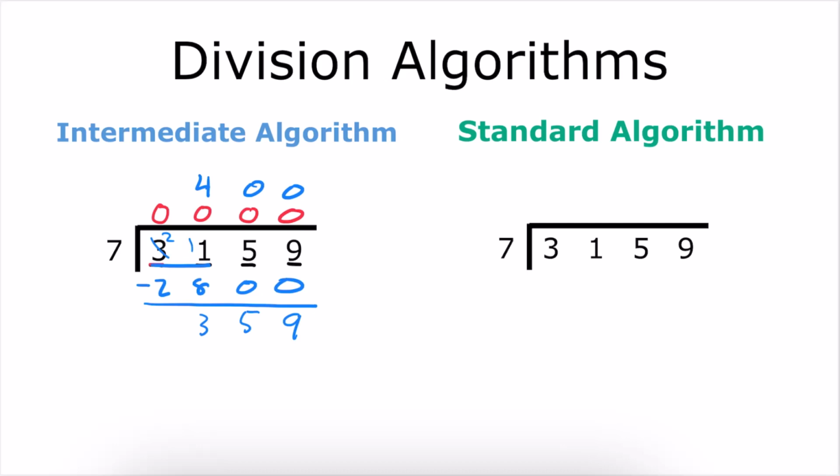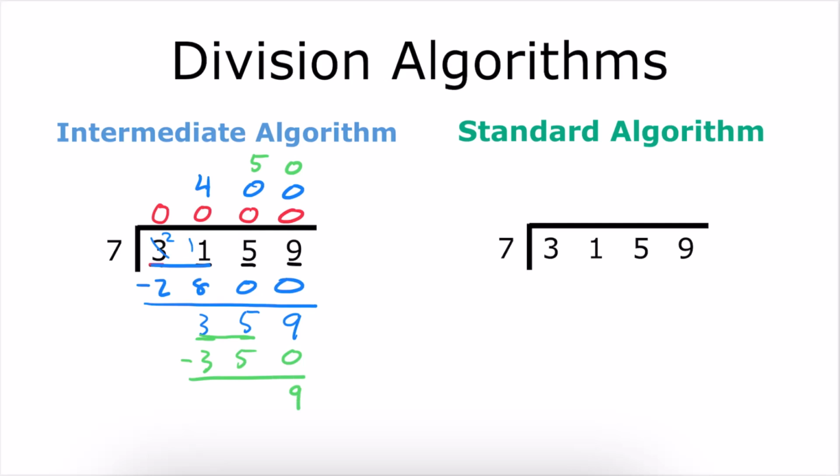Then I can divide my next place value, which is my tens place value. And I say, okay, I have 5 tens, but I also have 30 tens from my 3 hundreds that I can't divide equally into 7 groups. So I have a total of 35 tens. And if I divide 35 tens into 7 groups, each group will have 5 tens in it. So that will be the 50. And when I put 5 tens in each of the 7 groups, that means that 35 of my tens have been taken care of. So I can subtract 350, which tells me that I have 9 left to divide.